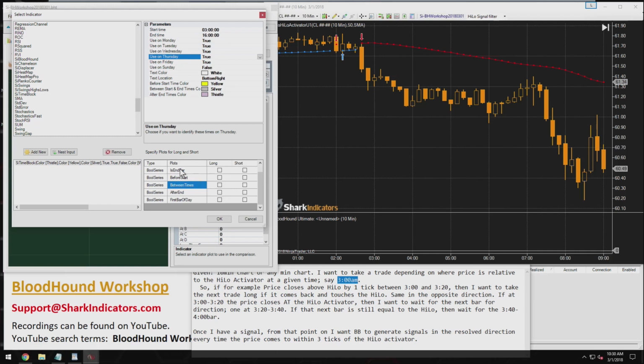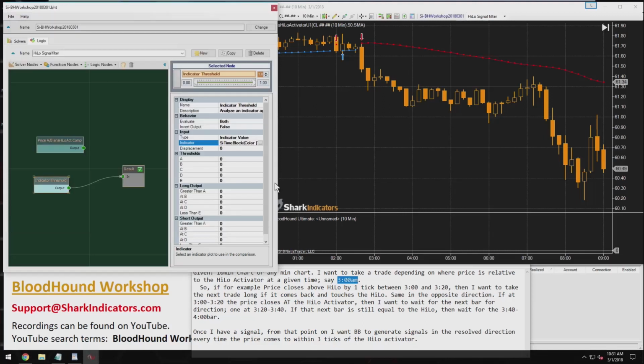But the one we're interested in is, I'm using the start time to identify 3 a.m. So we're going to use the is start bar. So select that, and we'll click OK.